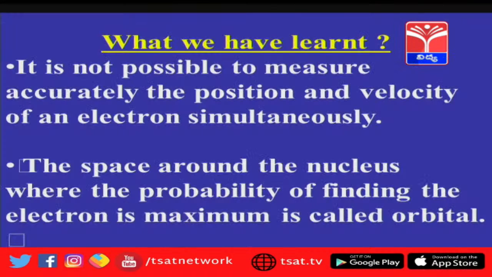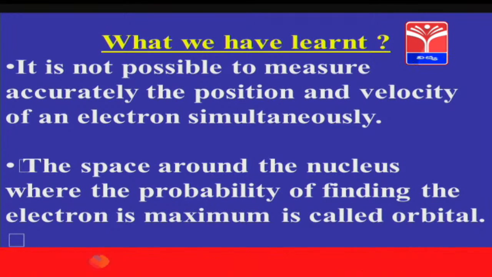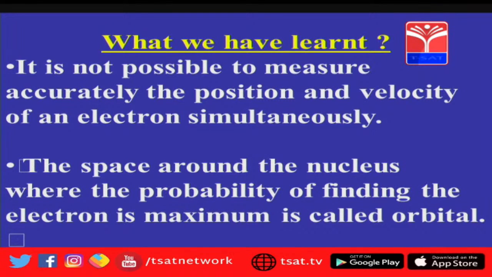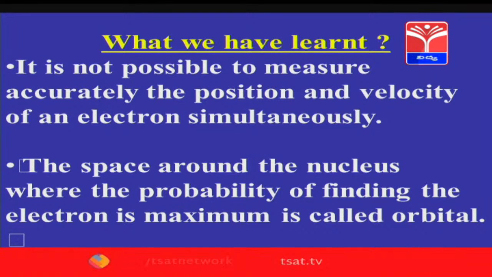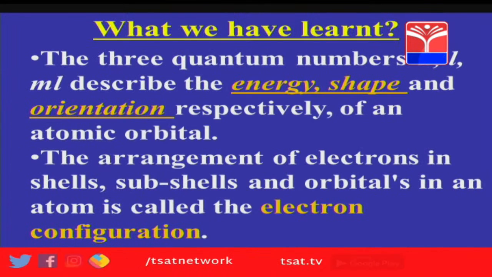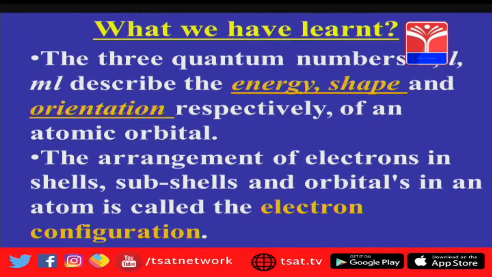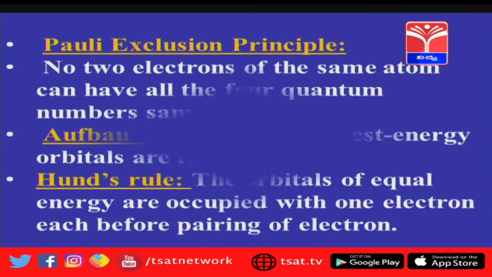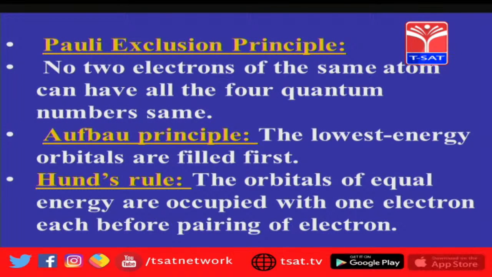It is not possible to measure accurately the position and velocity of an electron continuously. We have learned that the space around the nucleus where the probability of finding the electron is maximum is called orbital, and we have studied quantum numbers, which indicate energy, shape, orientation, and we also studied the arrangement of electrons in the shells, subshells and orbitals, which is called electron configuration, and also Pauli's exclusion principle. No 2 electrons of the same atom can have all the 4 quantum numbers the same.